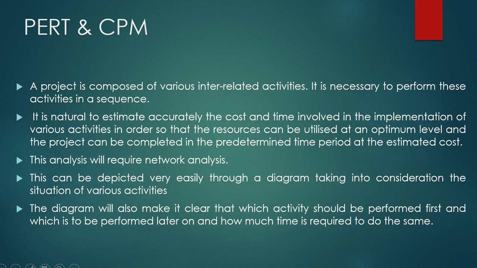It is necessary to estimate accurately the cost and time involved in the implementation of various activities, so that the resources can be utilized at an optimum level and the project can be completed in the predetermined time at the estimated cost. So the second step in networking techniques is to identify the time and cost involved in each activity. For example, you have divided the whole task into four activities A, B, C, D. Now what do you have to do? You have to identify the time and cost for activities A, B, C and D, right?